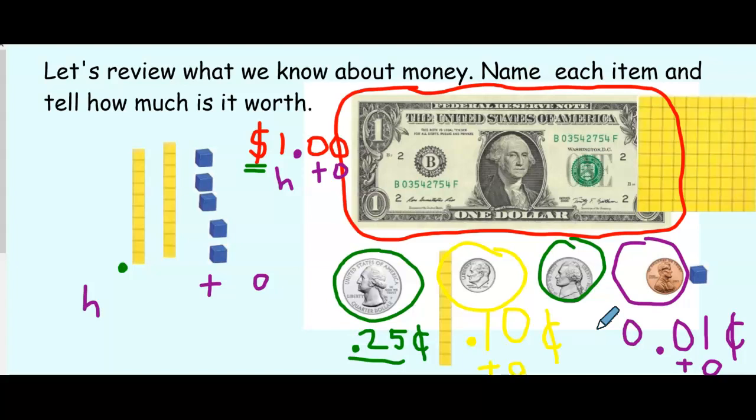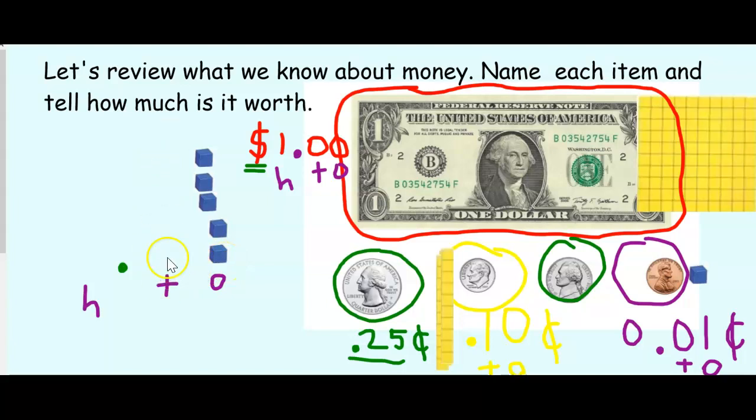Yes, it's worth 5 cents. That's like 5 ones cubes by themselves. So let's move these tens rods back over here. So how would our number look if we were to write it down? Well, since there are 5 ones, the 5 would be written in the ones place.